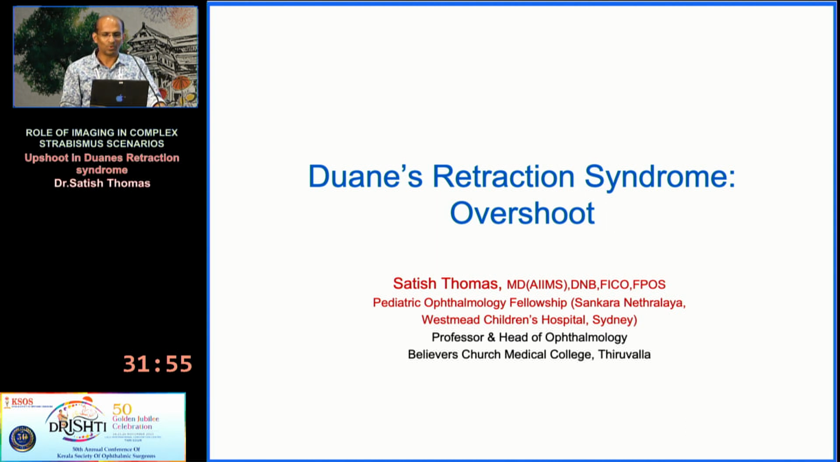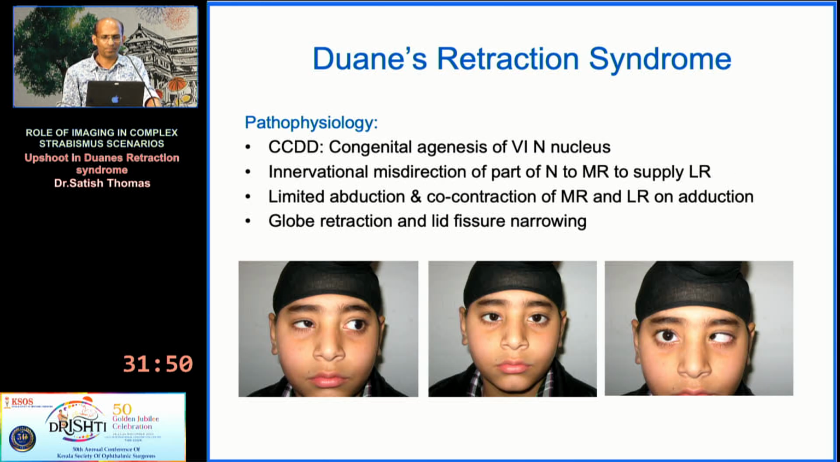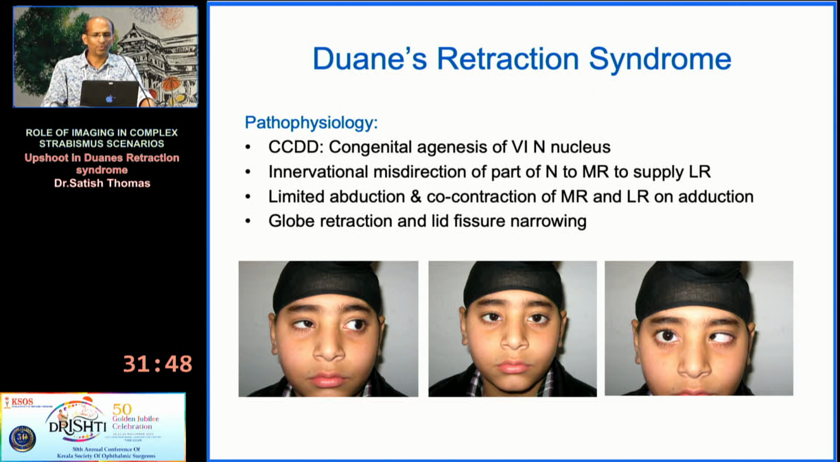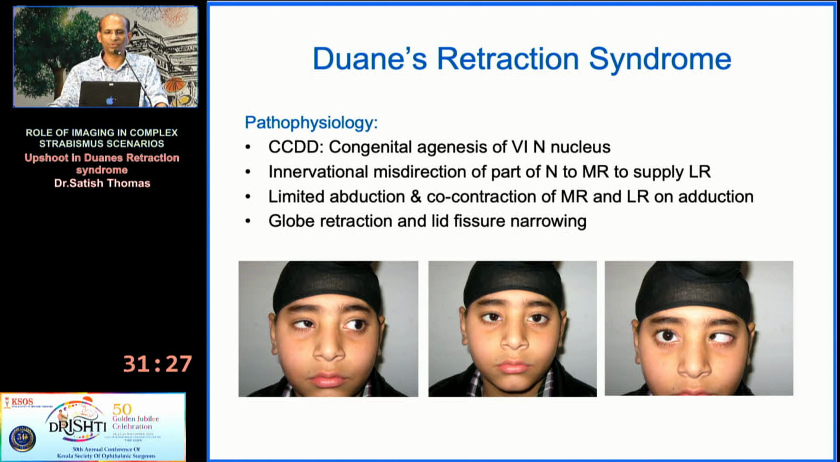My topic is a simple one, just on the overshoots in Duane retraction syndrome. As you know, Duane's retraction syndrome is a cranial dysgenesis, a disinnervation disorder, where there is congenital agenesis of the lateral rectus nucleus, and the lateral rectus is supplied by a branch of the medial rectus, and therefore this causes co-contraction on adduction.